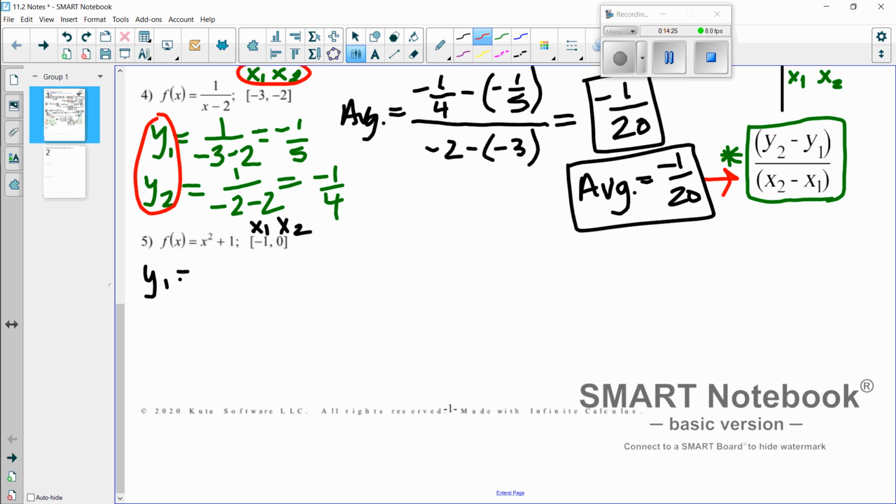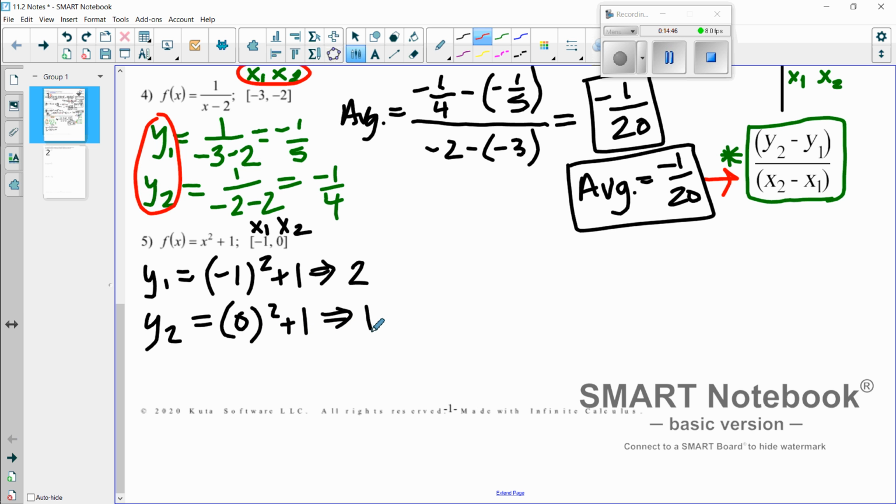Okay, and then let's find y1 and y2. So y1 is going to equal here -1 squared plus 1, which is 1 plus 1, which is 2. Okay, so y1 is 2. And then let's find y2. Well, we're going to plug in 0. So 0 squared plus 1, well, that's just 1.